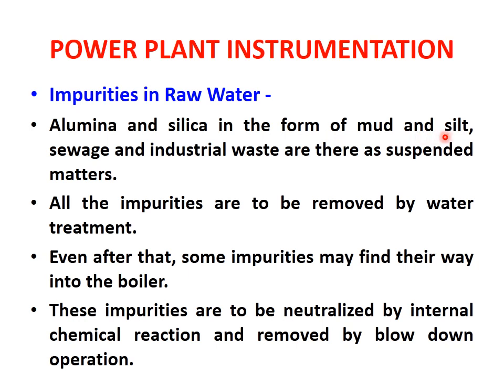Alumina and silica in the form of mud and silt, then sewage and industrial waste are there as suspended matters. So again see that these suspended matters also cause some impurities in raw water in the form of alumina and silica. They are available in the form of mud and silt. All the impurities are to be removed by water treatment.